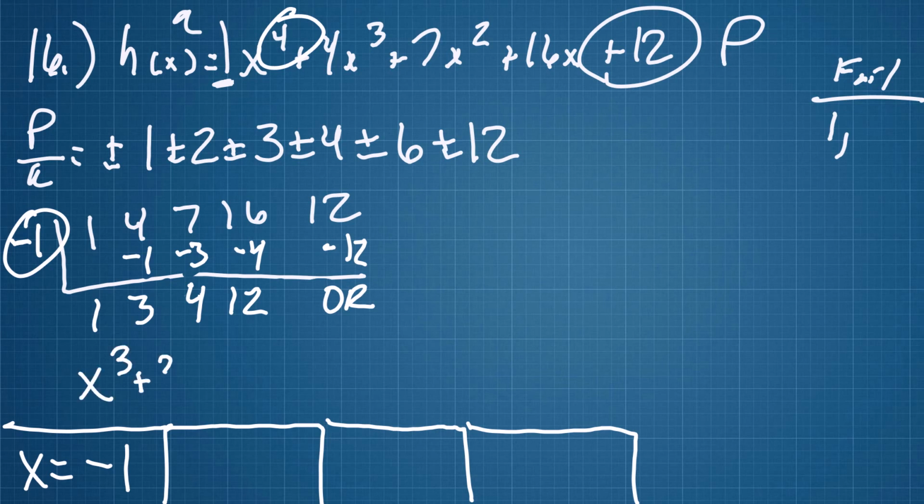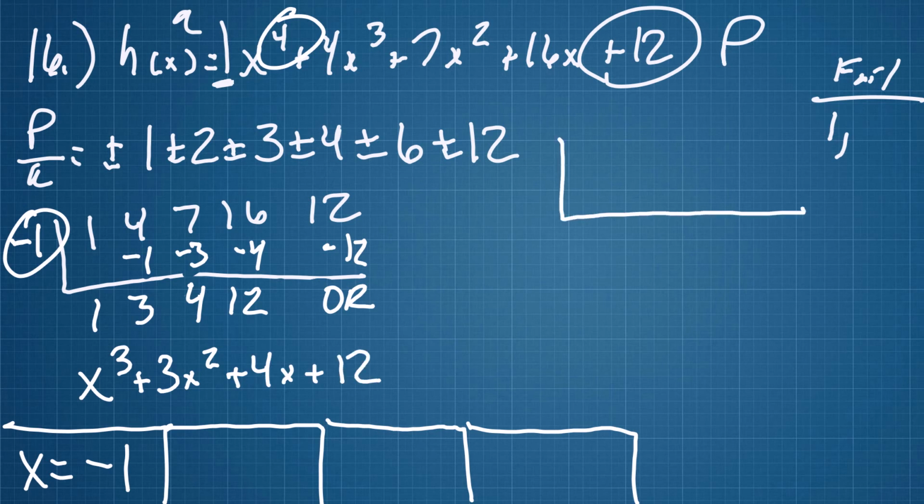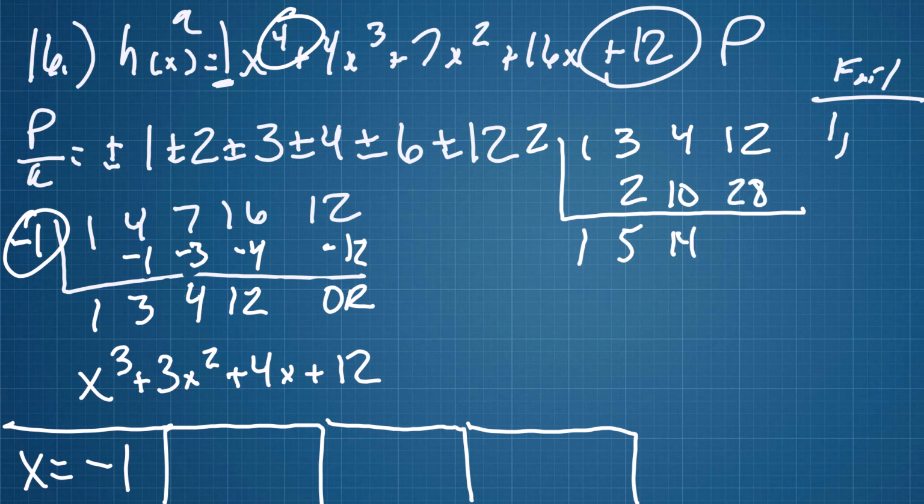Now this is x cubed plus 3x squared plus 4x plus 12. I'm going to make a brand new box. This time I put in 1, 3, 4, and 12. I already tried 1 and negative 1. Now I'm going to try 2. Drop down the 2. 1. 2 times 1 is 2. Gives me 5. 2 times 5 is 10. Gives me 14. Gives me 28. No, that's not going to work. So I put 2 in my fail list.